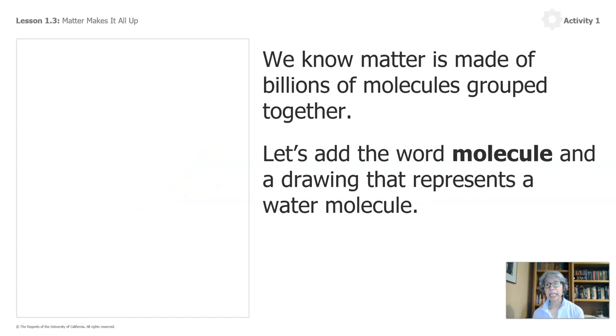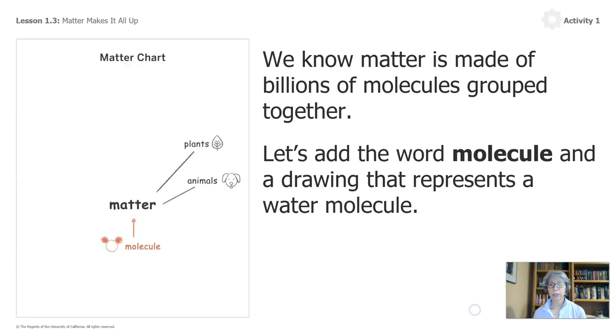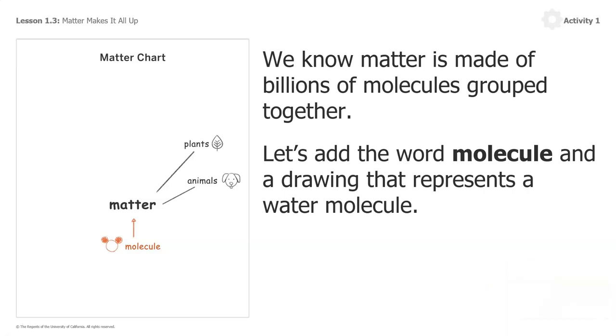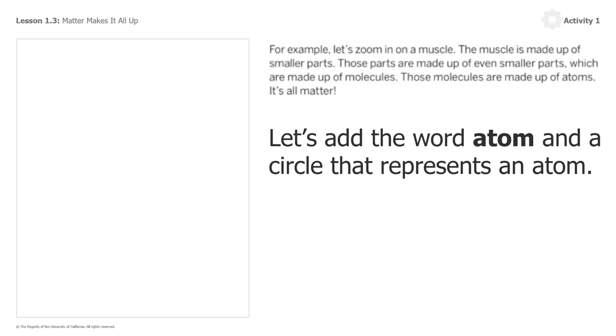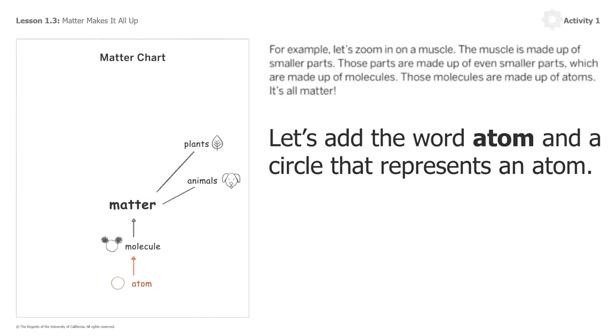What are you adding to yours? We know matter is made up of billions of molecules grouped together. Let's add the word molecule and a drawing that represents a water molecule. You remember we had that drawing earlier? Why don't you add that to yours if you don't already have it? You can pause the video to do that. For example, let's zoom in on a muscle. The muscle is made up of smaller parts. These parts are made up of even smaller parts, which are made up of molecules. These molecules are made up of atoms. It's all matter. Let's add the word atom and a circle that represents an atom, like this. You can do that on yours as well.